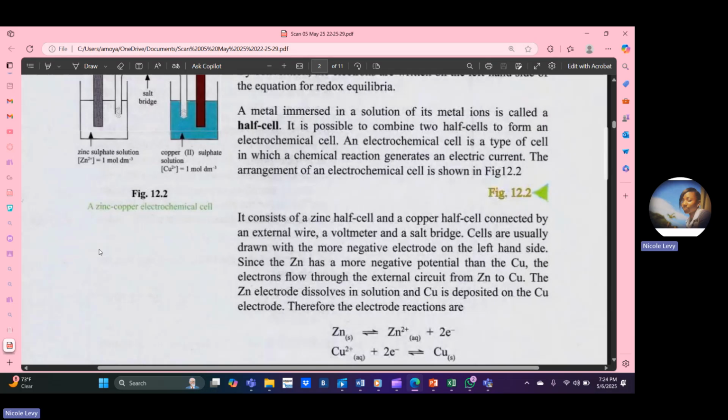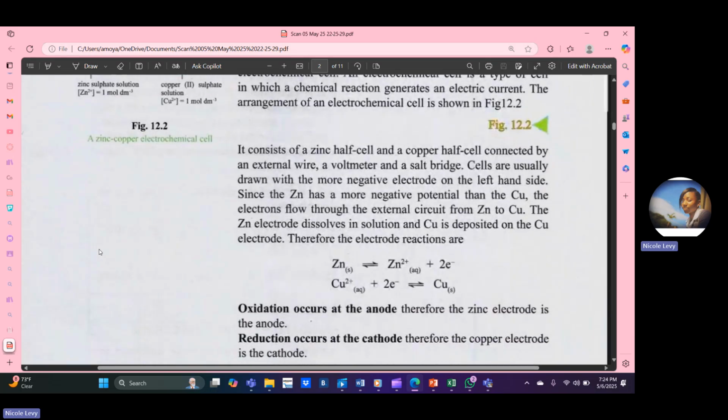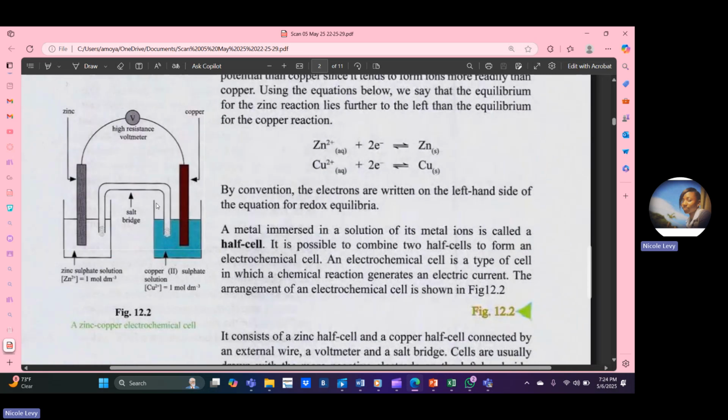All right, it consists of a zinc half cell and a copper half cell connected by an external wire and a voltmeter and a salt bridge. The cells are usually drawn with the more negative electrode on the left-hand side. So we know that the zinc is the more negative electrode here because it has the negative potential. It will choose to lose electrons, right? And those electrons will be around the side. So that is why we put this one on the left-hand side.